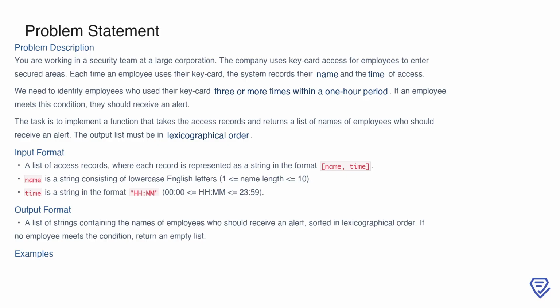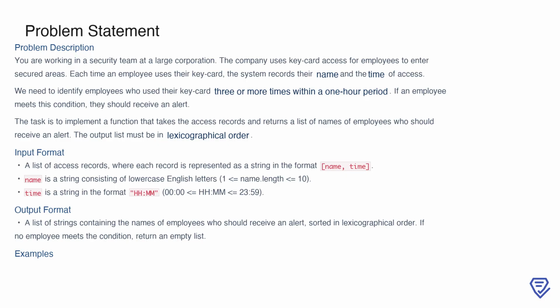In this problem, you are part of a security team for a corporation that monitors keycard access to secure areas. Every time an employee uses their keycard, the system logs their name and the time of access. The challenge is to identify employees who have used their keycard 3 or more times within any 1-hour period. If an employee meets this condition, they should receive an alert.